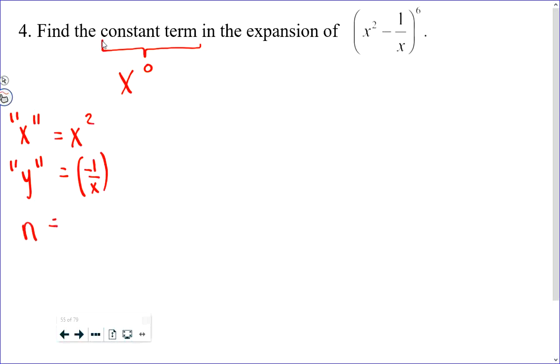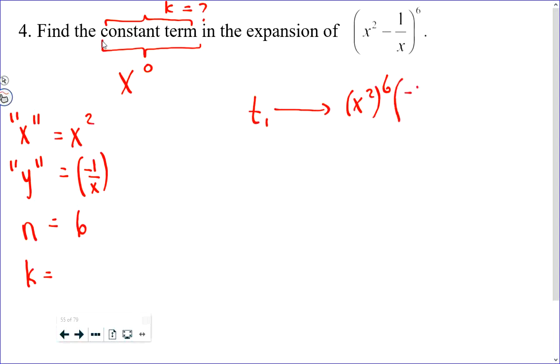N is the exponent on the binomial, which is 6. We need to know the k value for the term that's the constant term. We need to know for this, what is k equal to? So how do we do it? Well, you find out how many x's are in the first term. The first term will contain the x squared raised to the 6 and the negative 1 over x raised to the 0. It's going to contain x to the 12.